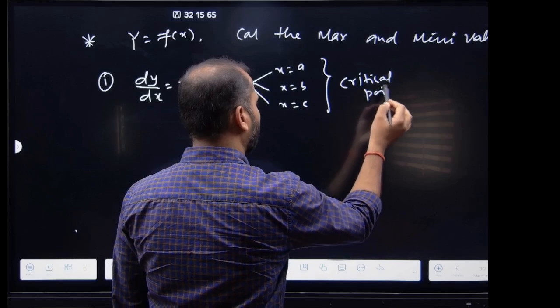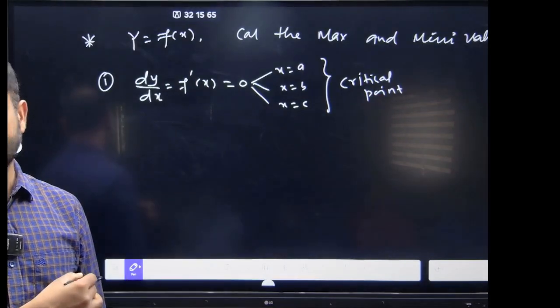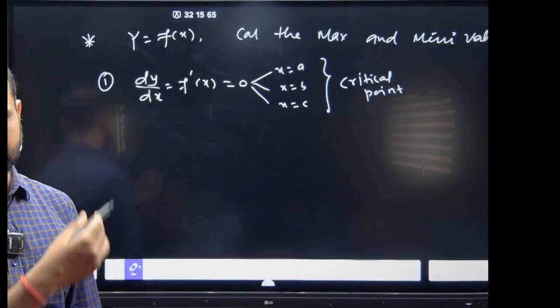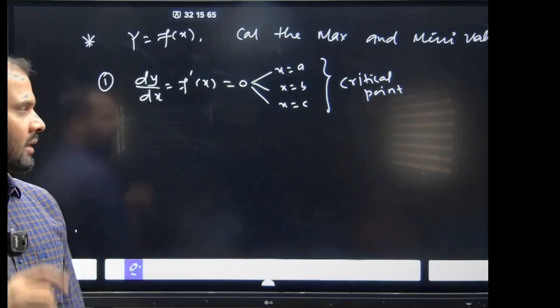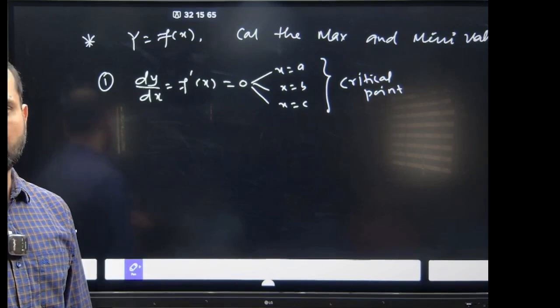Critical points means that either point a, b, c will be a point of maxima or a point of minima, like in the last case I had drawn, a, b, c, d. So these are those points. Differentiate it, put it equal to 0, and you will get some values of x where it will be maxima or minima.